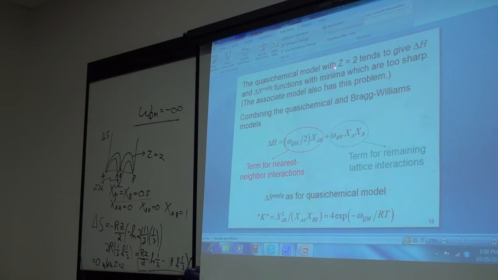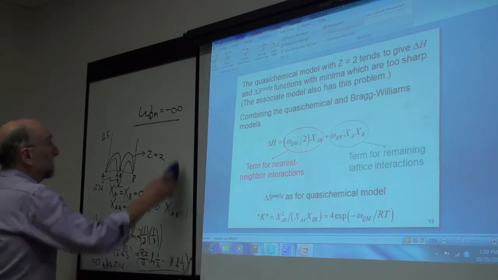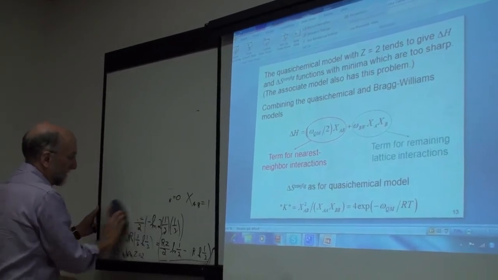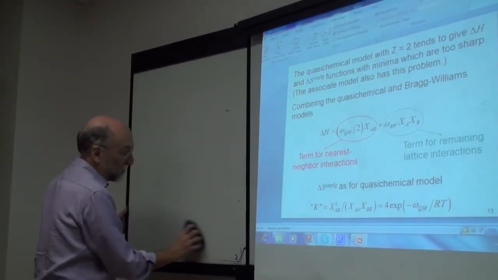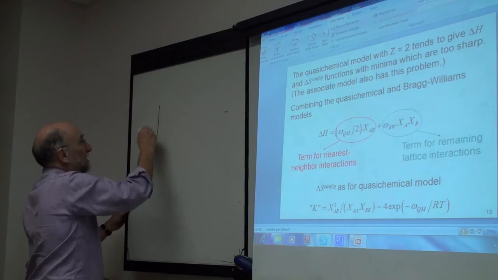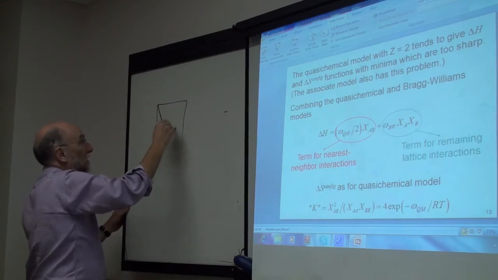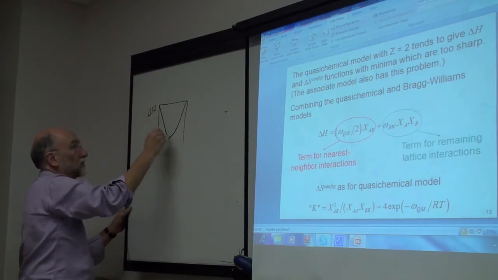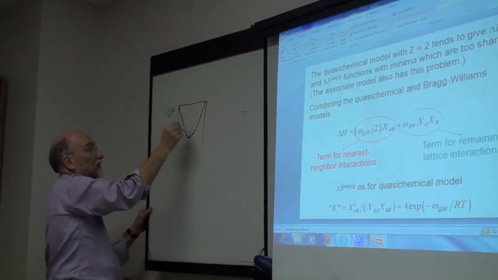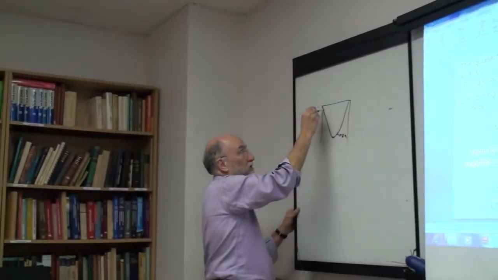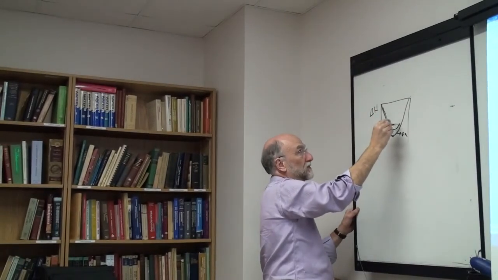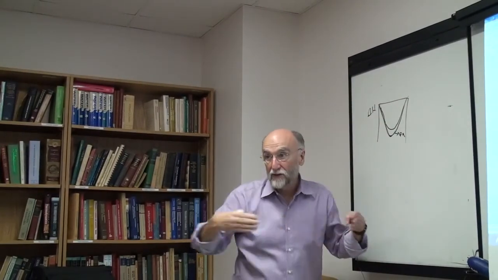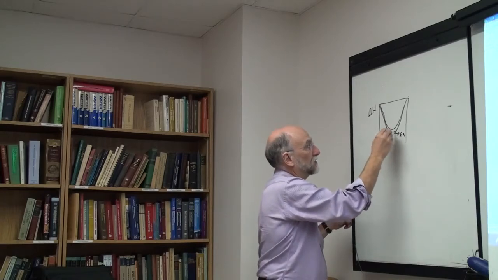The quasi-chemical model with Z equal to 2 tends to give delta H and delta S functions with minima which are too sharp. The associate model also has this problem. This is experimentally noticed. When I say too sharp, I mean with respect to what you observe. The quasi-chemical model gives you a heat of mixing curve which has a very sharp minimum. The experimental curve tends to come down here, but then tends to be a little bit more rounded at the bottom. It doesn't come down to such a sharp peak. These tend to be too sharp.